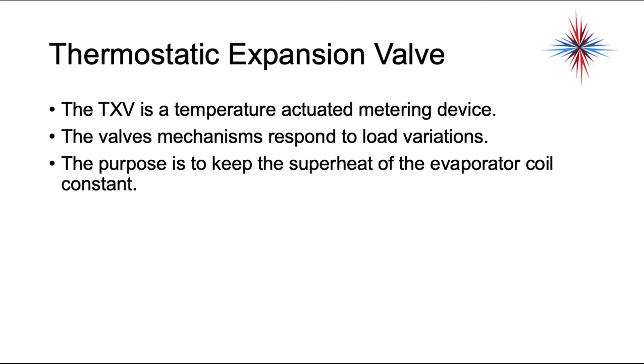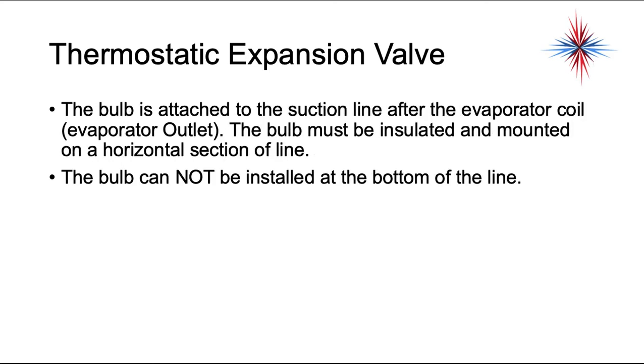The TXV is a temperature actuated metering device. The valve mechanisms respond to load variations. The purpose is to keep the superheat of the evaporator coil constant. Again, TXV, thermostatic expansion valves. The purpose of this metering device is to keep the superheat of the evaporator coil constant. There's a bulb that is attached to the suction line after the evaporator coil outlet, and the bulb must be insulated and mounted on a horizontal section of line.